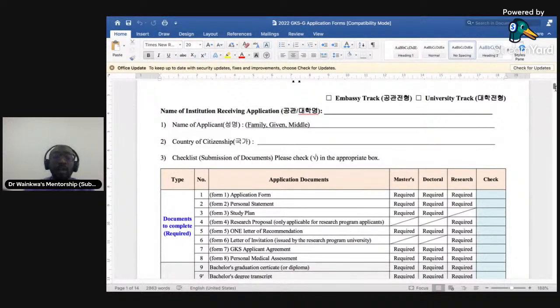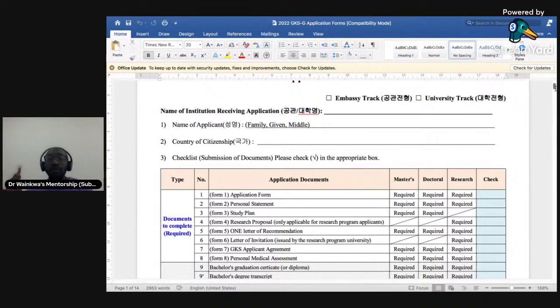Also, you need to check the number of spots your country has for the embassy track. If, for example, five of you are applying and your country has just two positions for the embassy track, I will advise you not to apply for it. Same goes for the university track.